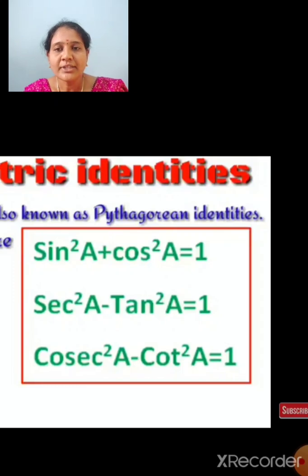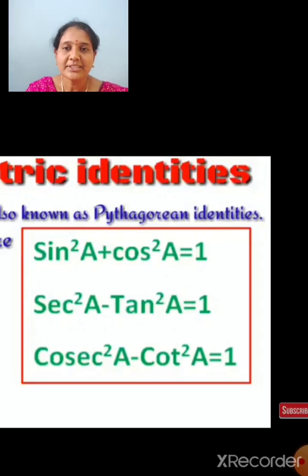Now take the first trigonometric identity, sin square A plus cos square A is equal to 1. When we want to find the sin square A value, keep sin square A on the left-hand side, that is sin square A is equal to 1, then cos square A transposed to that side, that is minus cos square A. So finally, sin square A is equal to 1 minus cos square A, and cos square A is equal to 1 minus sin square A.